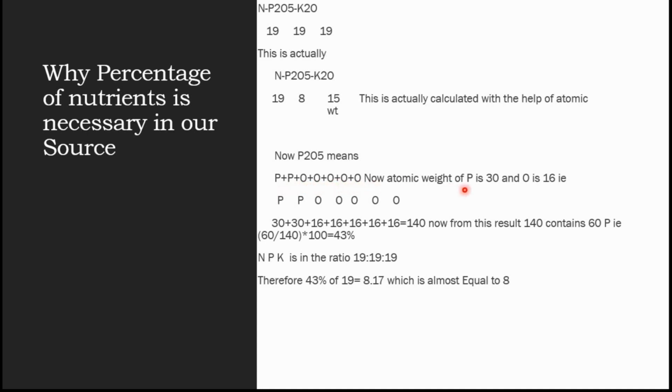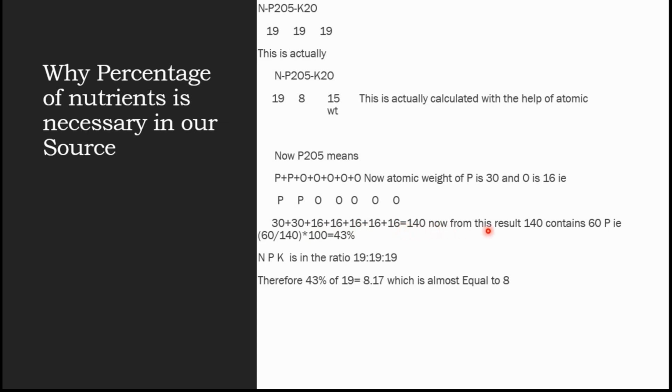Now, atomic weight of P is 30 and O is 16. That is, phosphorus is 30 and oxygen is 16. So that means P has atomic weight 30 here. So 30 plus 30. And O has 16, that is oxygen has 16, that means plus 16 plus 16 plus 16 plus 16 and plus 16. That is equal to 140 now.